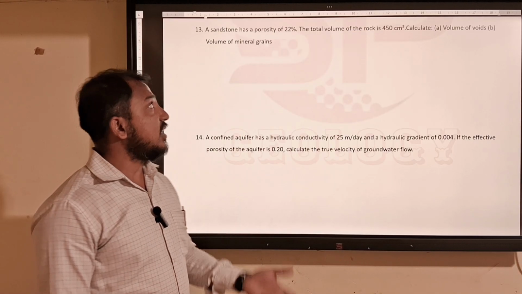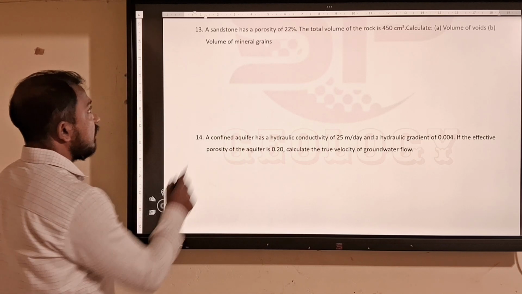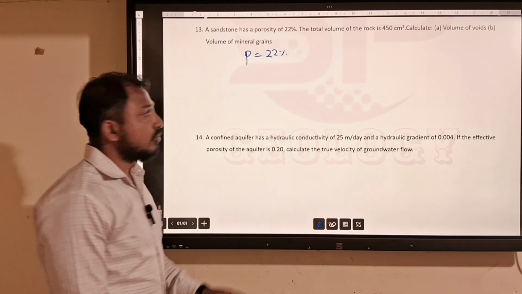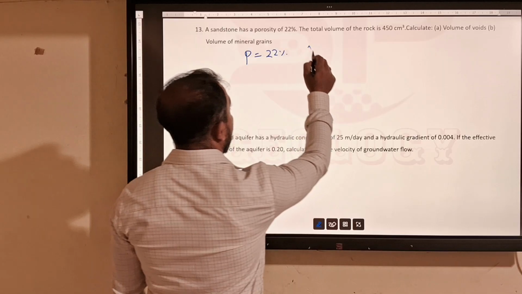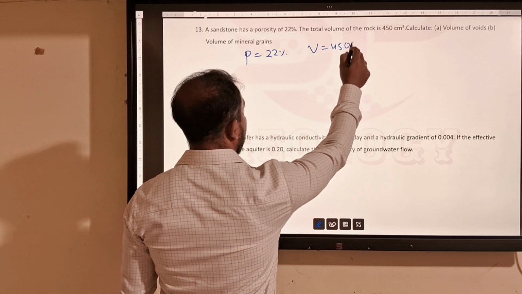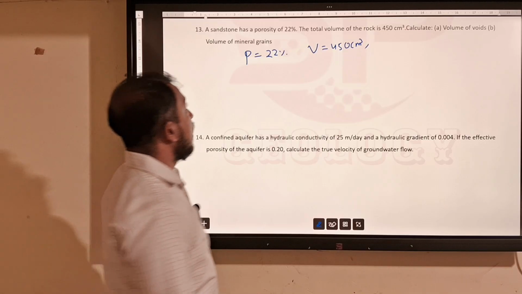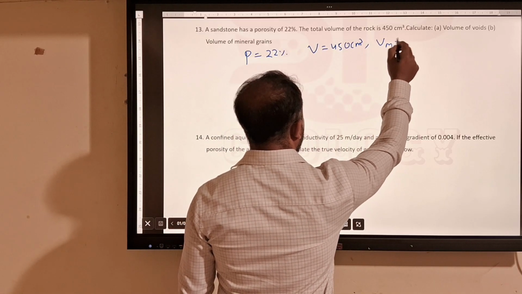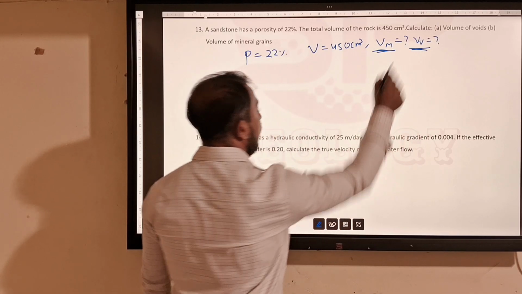Let's move to another question. A sandstone has a porosity. Here porosity is given as 22%. The total volume of the rock is given as 450 centimeter cube. You have to calculate the volume of voids, and then we have to calculate the volume of mineral grains.